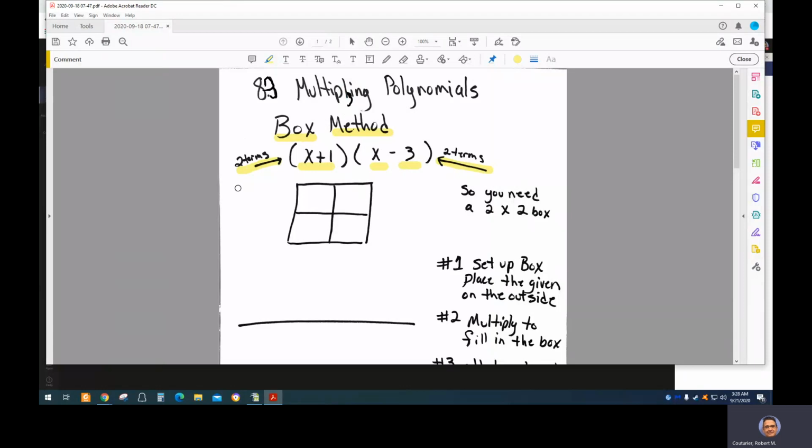So because there's 2 terms in one and 2 terms in the other, we are going to need a 2 by 2 box. As you can see, I drew a box, and I made sure there's 2 on the top and 2 on the side. Now, the last step in setting up this box is whatever they give you, you have to put on the outside. And we have to be very, very careful. Notice that this one has a -3, so we also have to make sure that the sign comes out here, the -3.